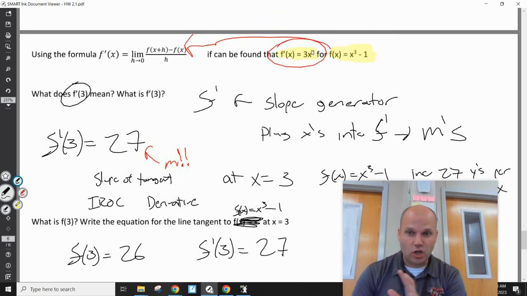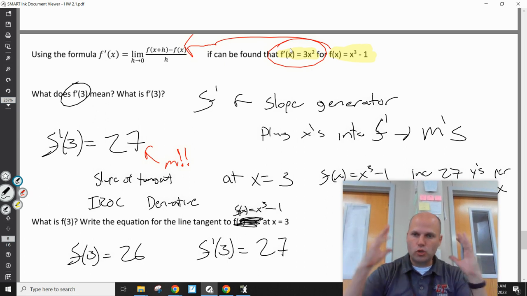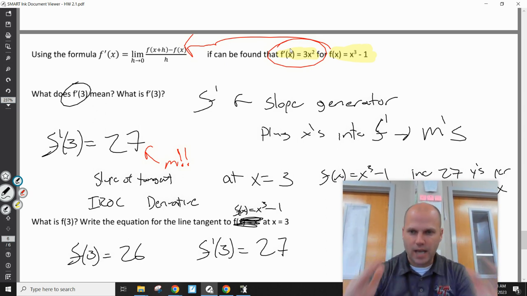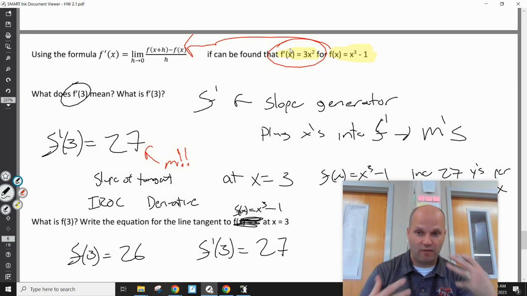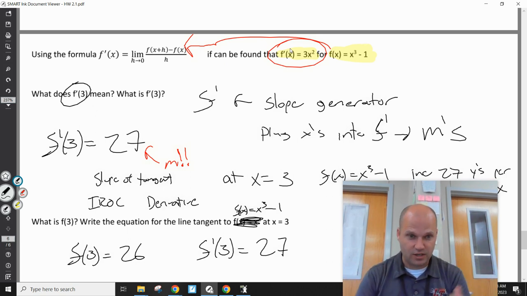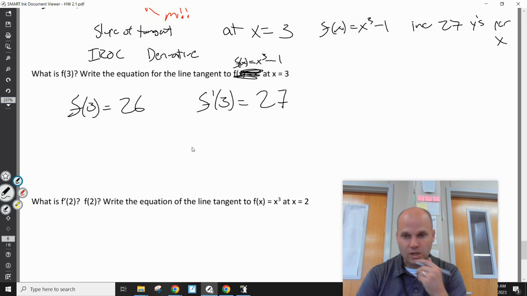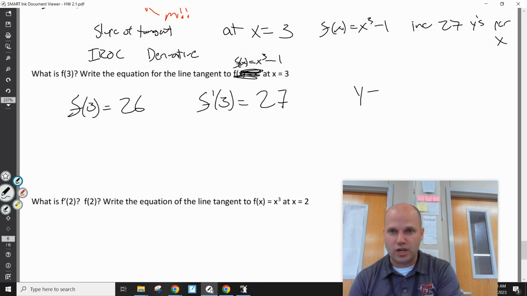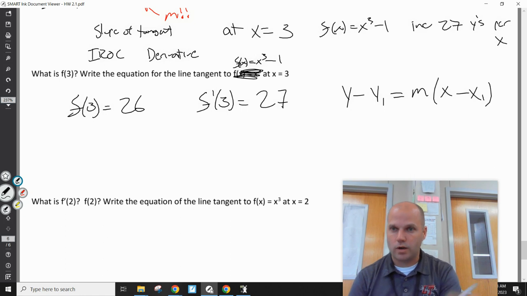Again, the equations will be given to you. You just need to understand for today. Starting next class, you need to come up with f prime and know what it means and what it's used for. We'll be writing equations of tangent lines so that we can see our handiwork. And here's the general form of an equation. Y minus y1 equals m times x minus x1.